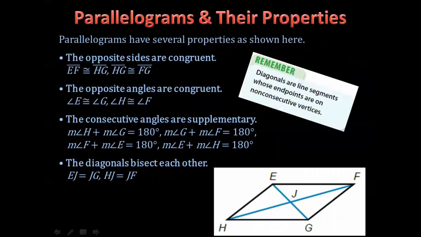Parallelograms and their properties. Remember, these are all the properties of a parallelogram: the opposite sides are congruent. So EF is going to be parallel to HG, HG is parallel to FG. Opposite angles are congruent, consecutive angles are supplementary, and remember consecutive means that they're next to each other. And then the diagonals will bisect each other.